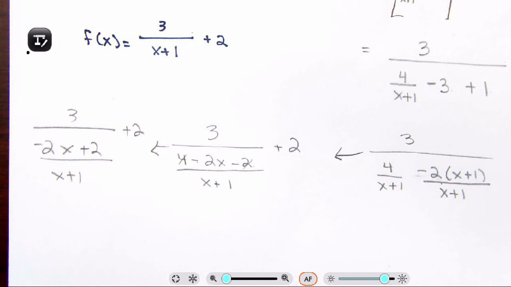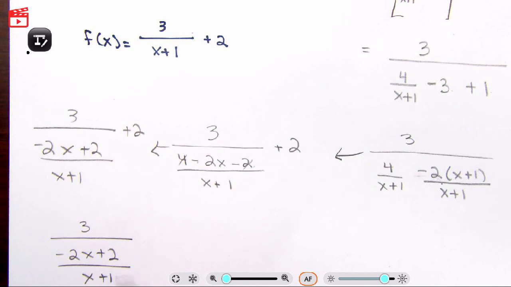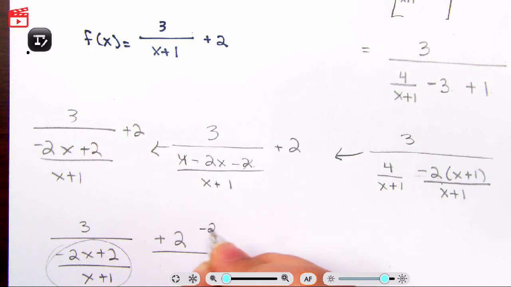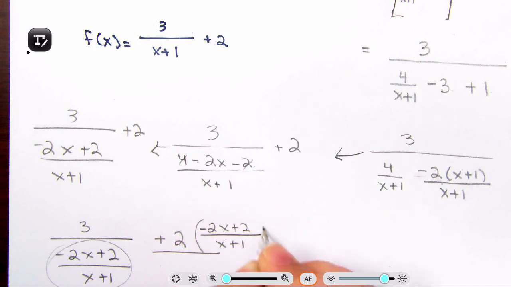Again, things are just being more and more complicated. So I have 3, negative 2x plus 2 divided by x plus 1. I still have this plus 2. Still not working out. Next, I would have to do common denominators. So if I do common denominators, things are just getting messier and messier. Do you guys see that? It should not be getting this messy.